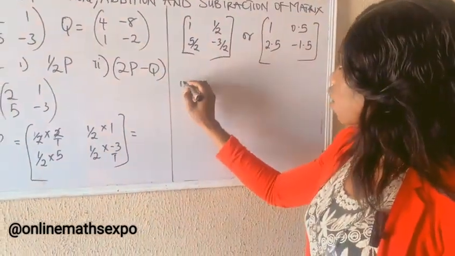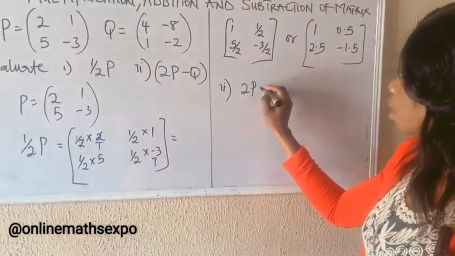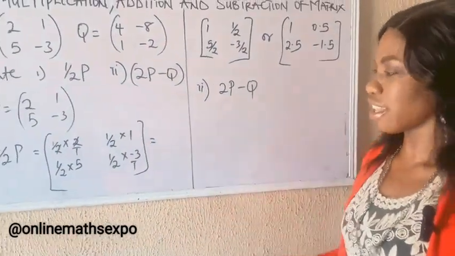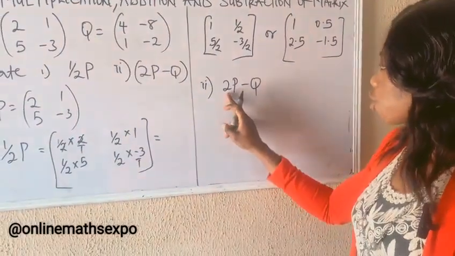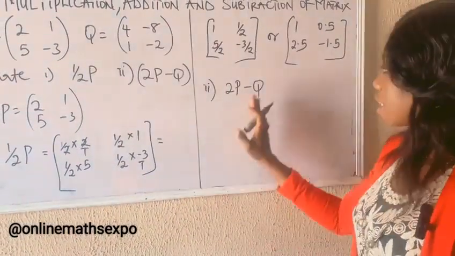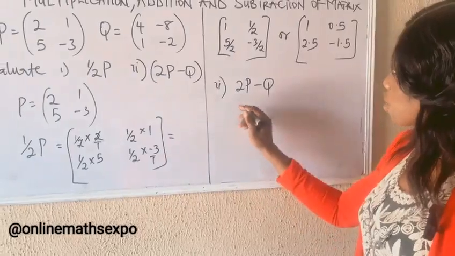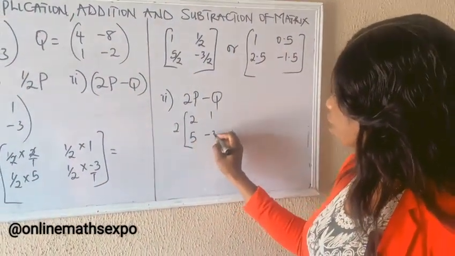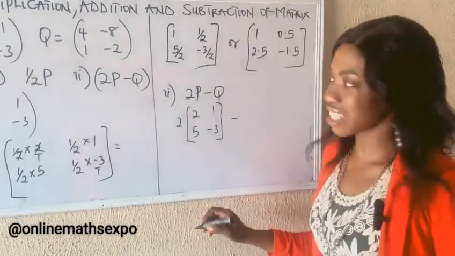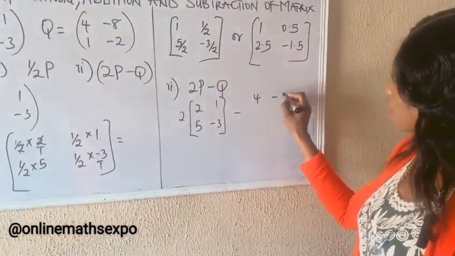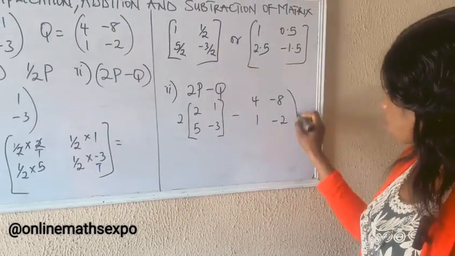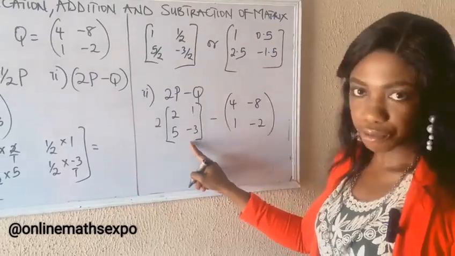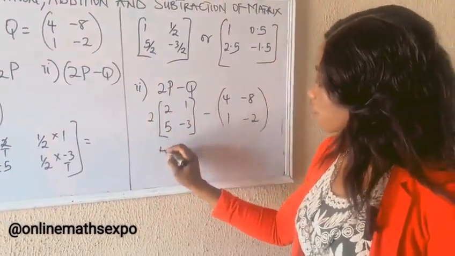Okay, let's look at the second question there. 2P minus matrix Q. The same thing we did there is just very simple. We are going to use 2 to multiply matrix P and then subtract Q from it. So we have 2 into matrix P, 2, 1, 5, and minus 3, minus matrix Q, which is 4, minus 8, 1, and minus 2. So we are going to use 2 to multiply each entry of P. 2 times 2 will give us 4.